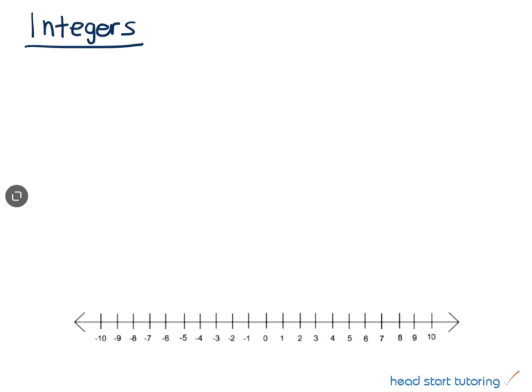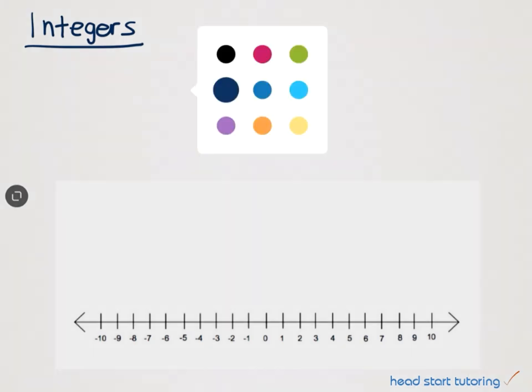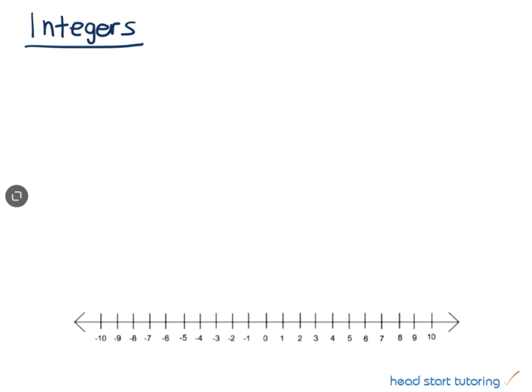We are going to have a look at integers. Integers include negative and positive numbers. So when we are working with 4 plus 3, we get an answer of 7.